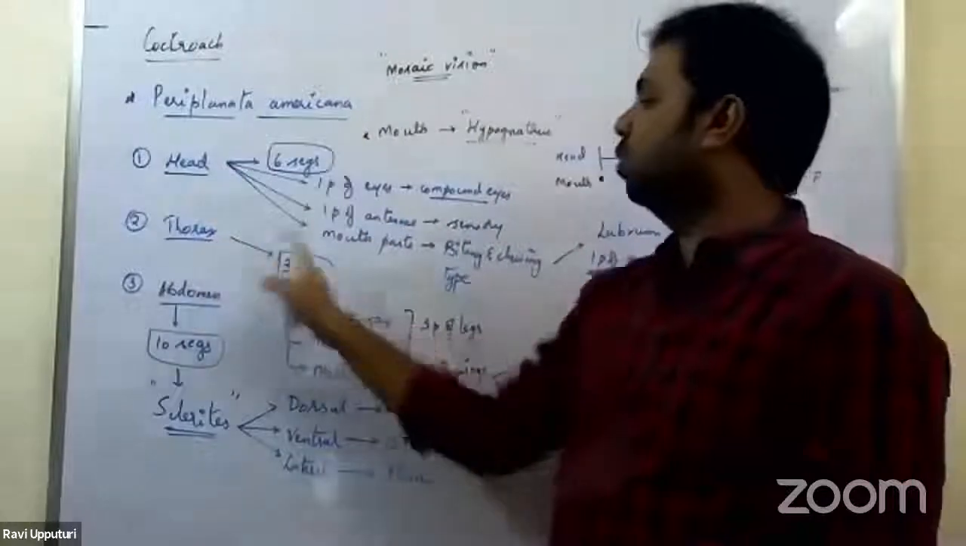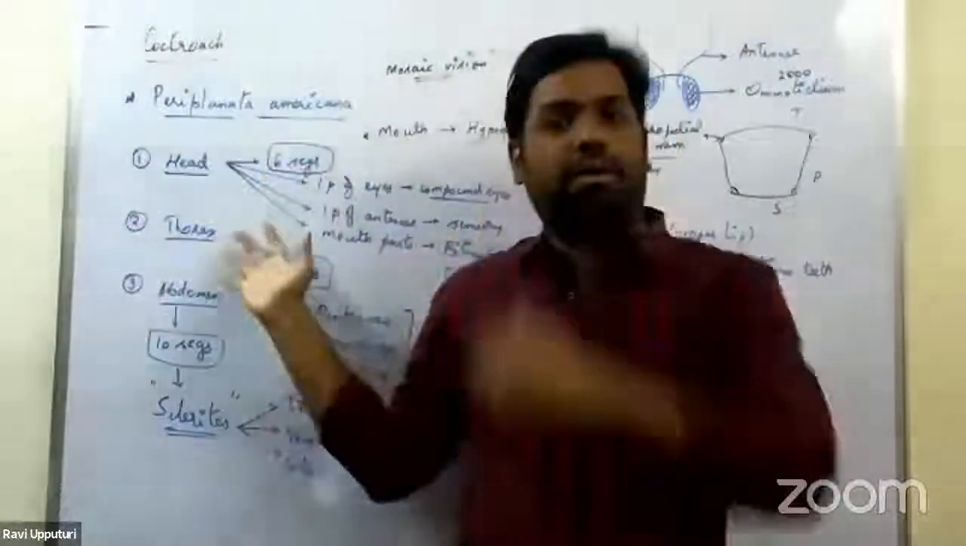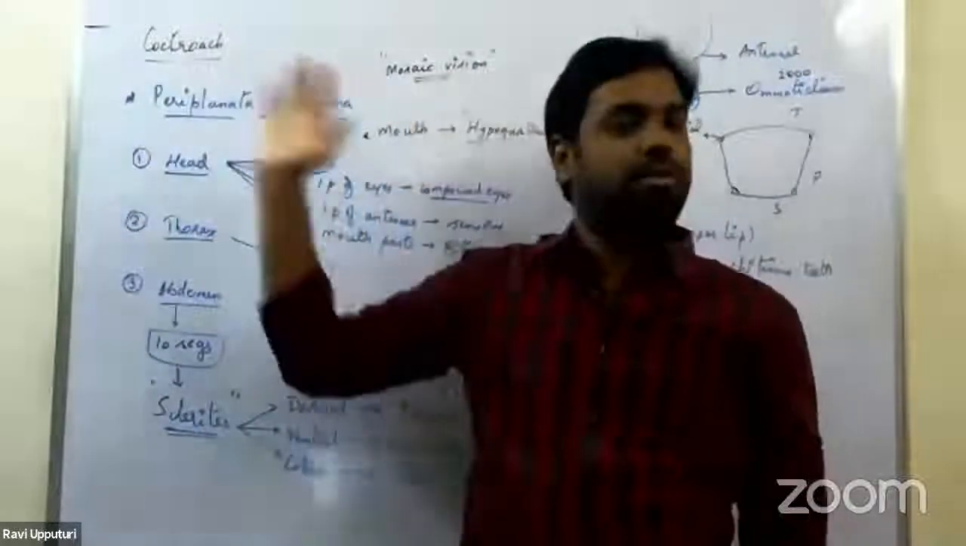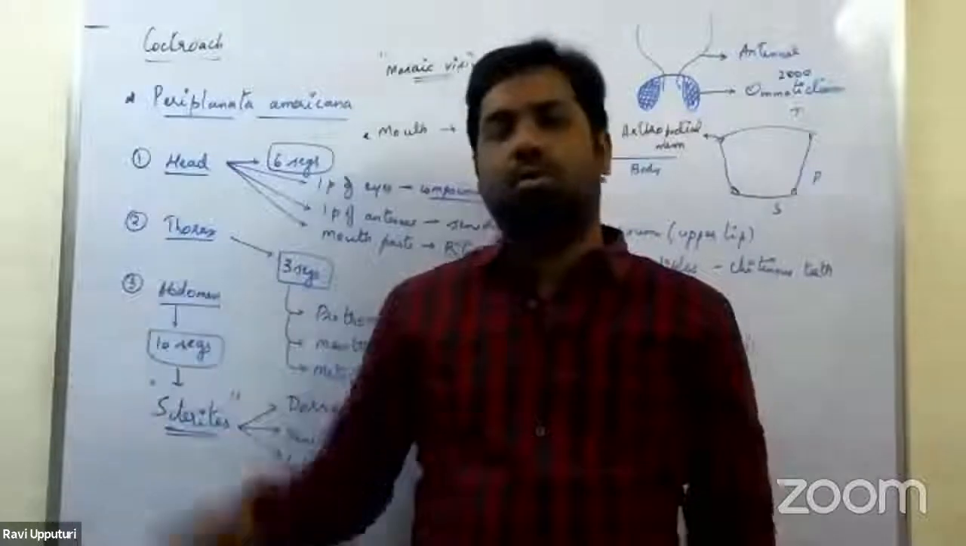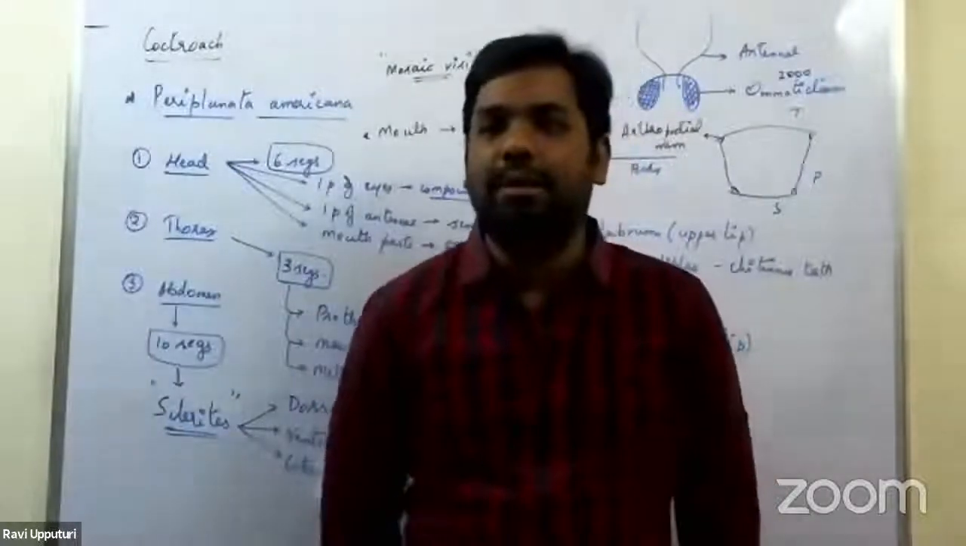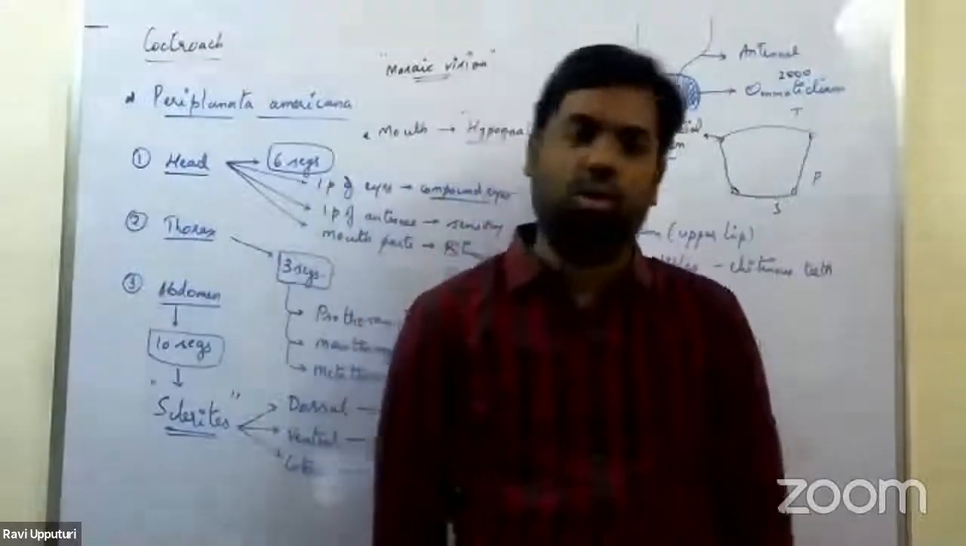Head has 6 segments, thorax 3 segments, and the abdomen has 10 segments. So in brief, this is the morphology of the cockroach. Once we are done with morphology, in the next session let us take up the anatomy of the cockroach. Let us begin with the digestive system of the cockroach. Thank you.